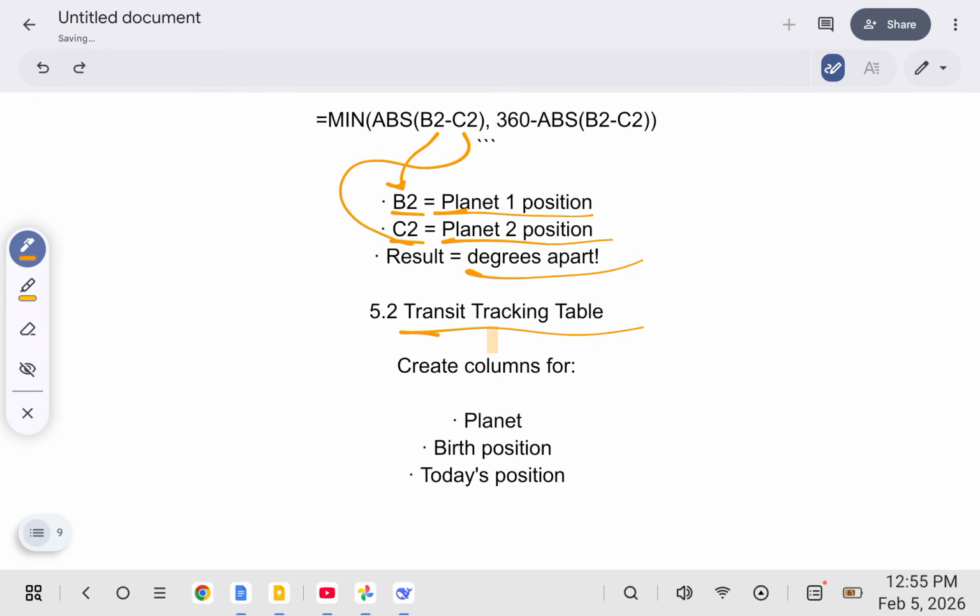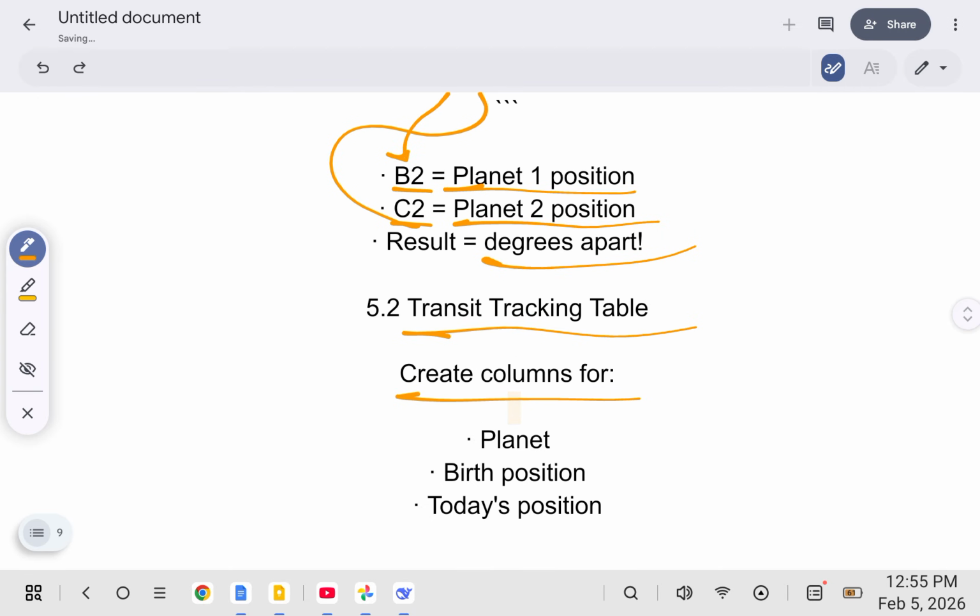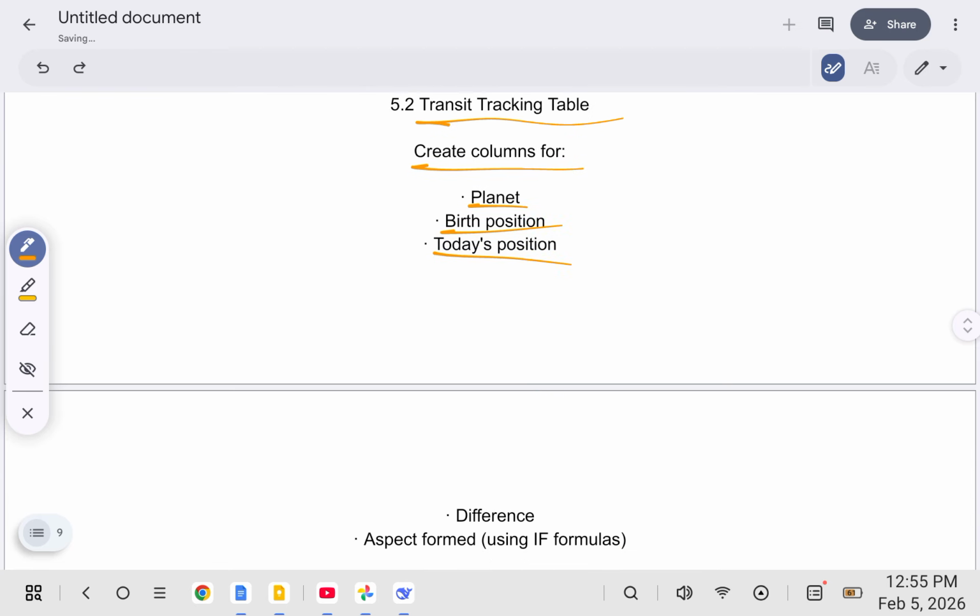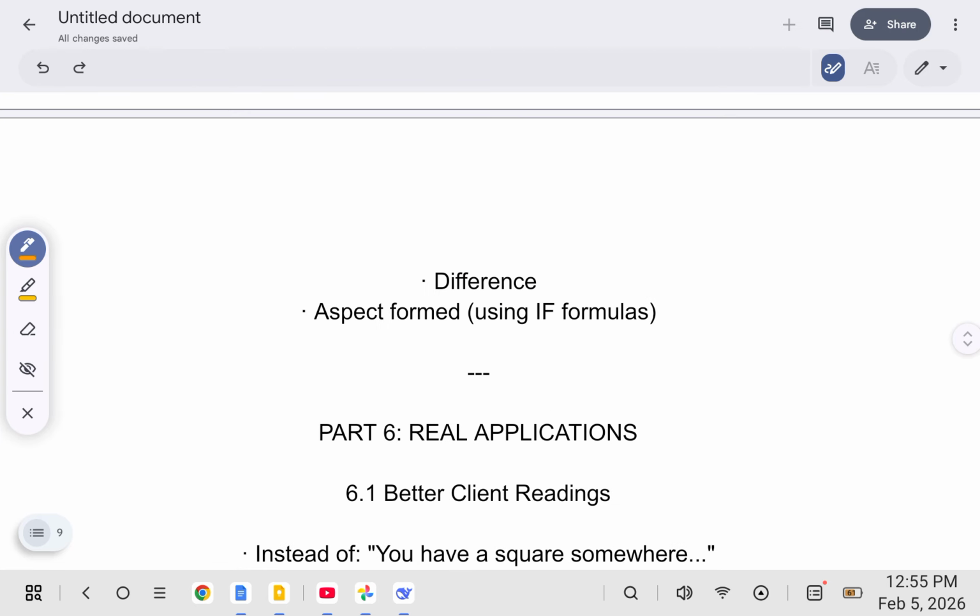Here's the transit tracking table. We create columns for the planet, the birth position, and today's position. And the difference is aspect formed using IF formulas.